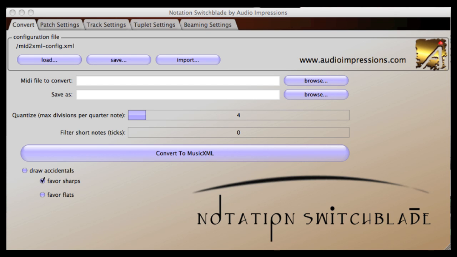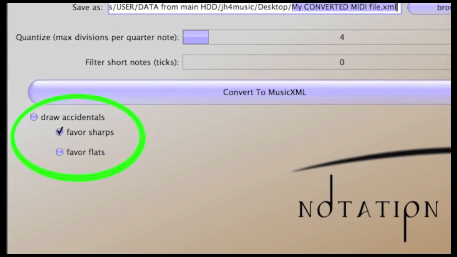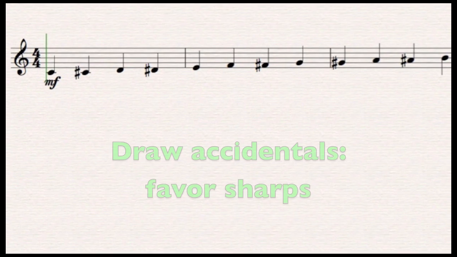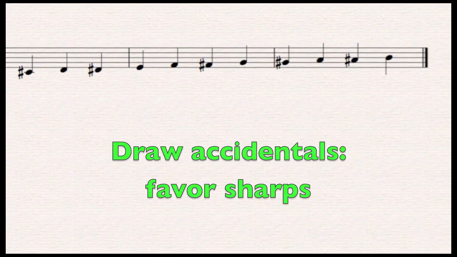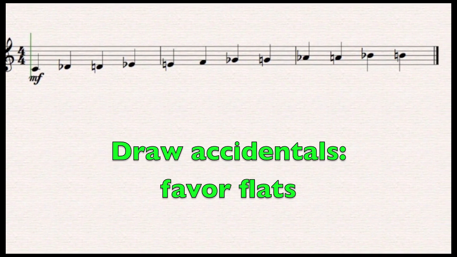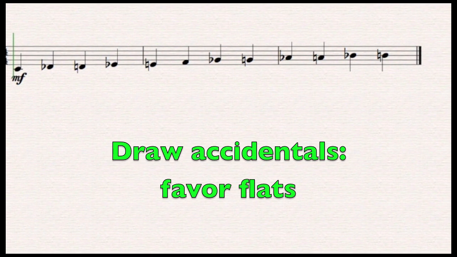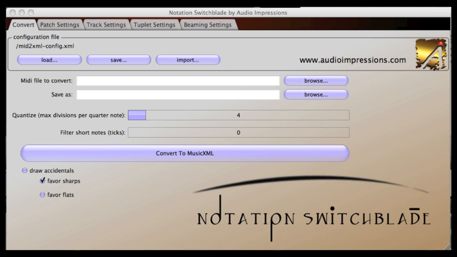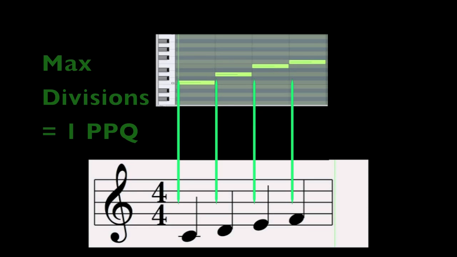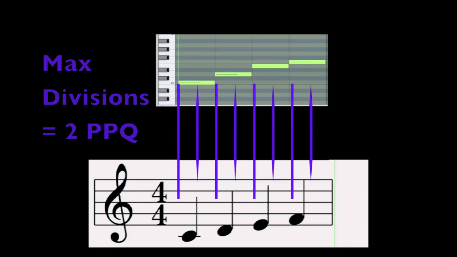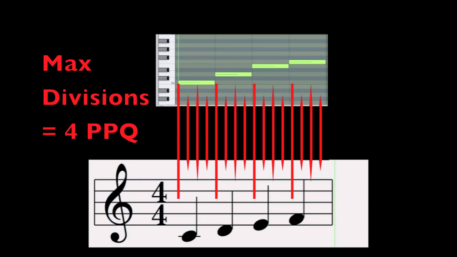If you would like accidentals to appear on the score, clicking the Draw Accidentals button and selecting Favor Sharps or Favor Flats will draw accidentals in front of each relevant note on the score. This does not draw key signatures, it only draws accidentals in front of each note that is a sharp or flat. The last setting is the Quantize slider. This will reduce the PPQ resolution and cause all notes that are not part of a tuplet to snap to the setting you provide.